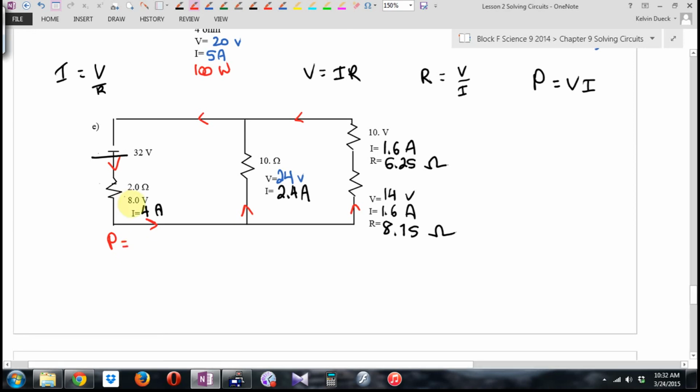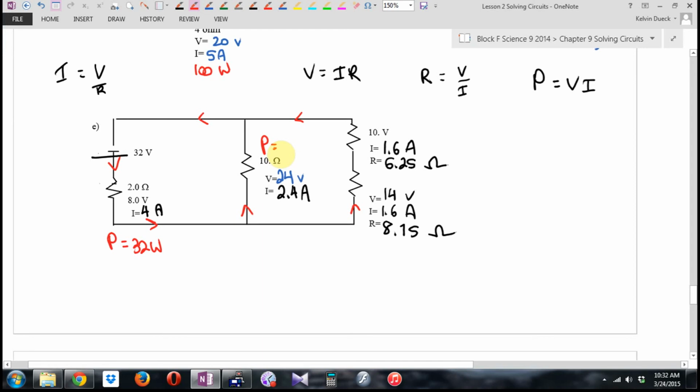So, what's the voltage in this first resistor? 8. What's the current? 4. How many watts? Got to be 32 watts. How about this middle resistor? How many watts does it have? It's going to be V times I.